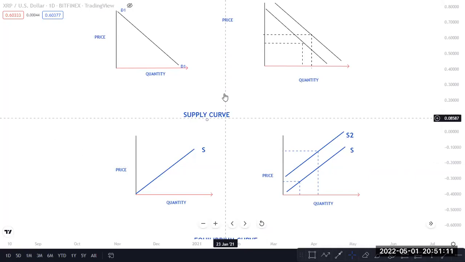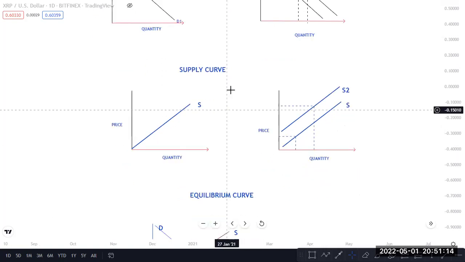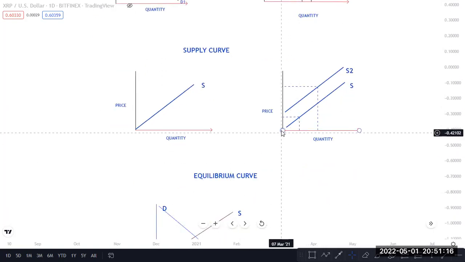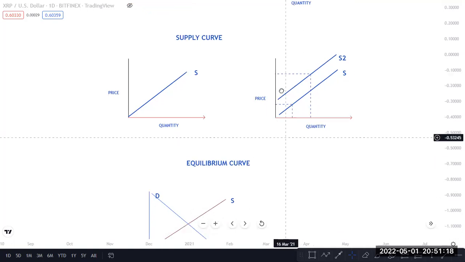Now we've got the equilibrium, the equilibrium phase or curve.